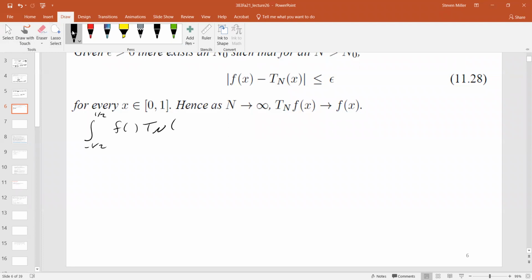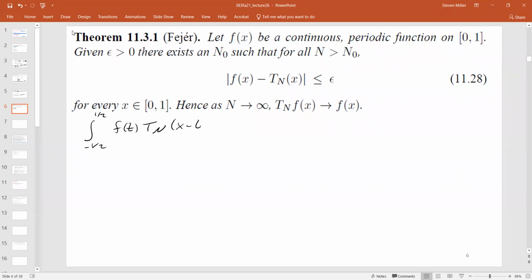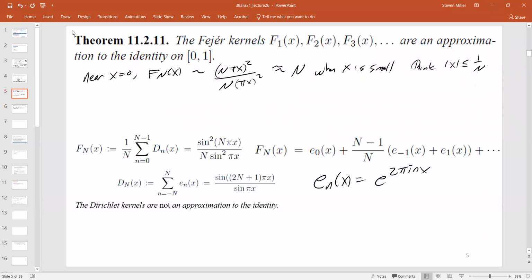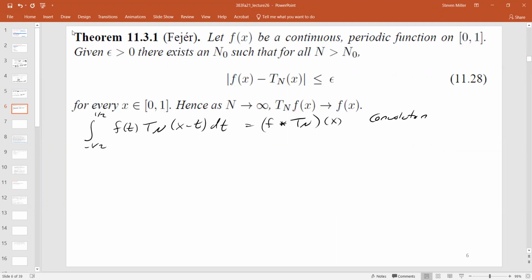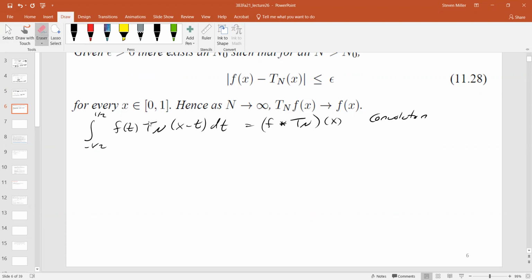Let's do the integral of f of t times Tn of x minus t dt. So what am I looking at? This is the convolution. So this is going to be f star Tn at x, the convolution. Did we define Tn? Okay, so I'm using that one, sorry. Change that to that.